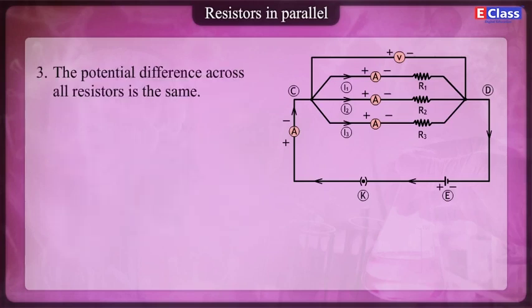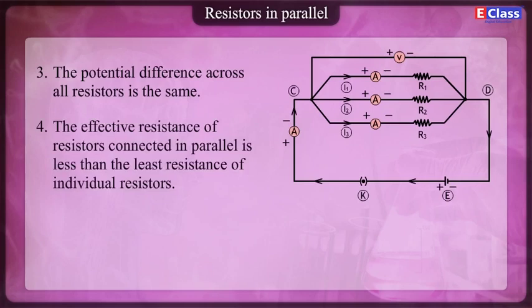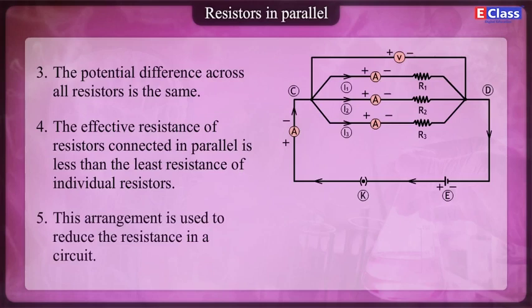3. The potential difference across all resistors is the same. 4. The effective resistance of resistors connected in parallel is less than the least resistance of individual resistors. 5. This arrangement is used to reduce the resistance in a circuit.